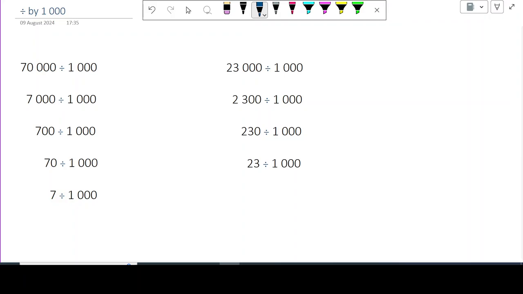Dividing by 1000, there are 3 zeros. The decimal place stays fixed. It's after that zero. This is the number. Draw a line to help you read. So you can see these are three digits, so it's thousands.